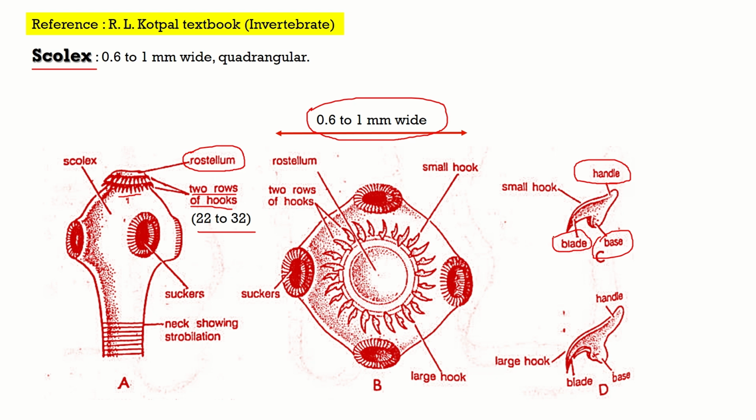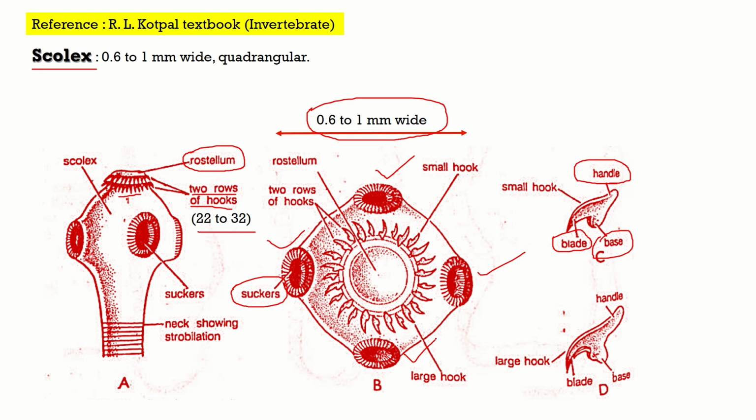Each hook consists of 3 parts: a base, by which it fixes, a blunt handle, and a conical blade. The scolex bears 4 highly muscular suctorial organs, called suckers. The scolex is perforated, having 4 suckers. These 4 suckers are found on each angle of the quadrangle of the head.